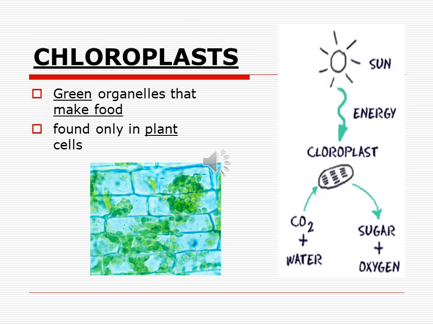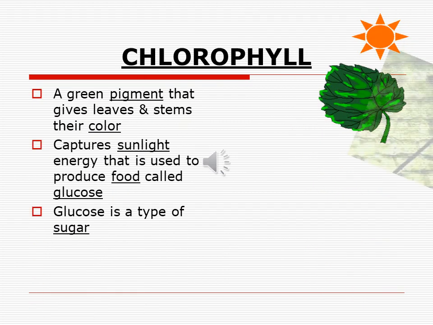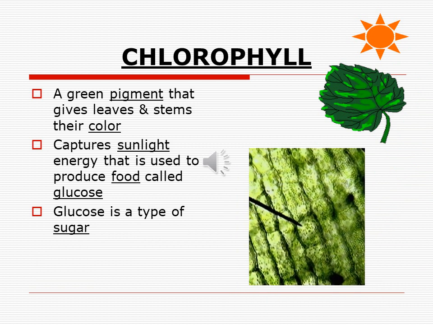Chloroplasts are found only in plant cells. They are green organelles that make food. They take energy from the sun, and through a chemical reaction they form sugar and oxygen. Chlorophyll is also a green pigment that gives leaves and stems their color. It captures sunlight and converts it into food, glucose.